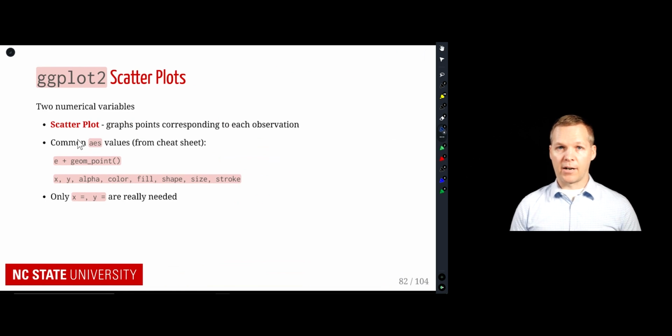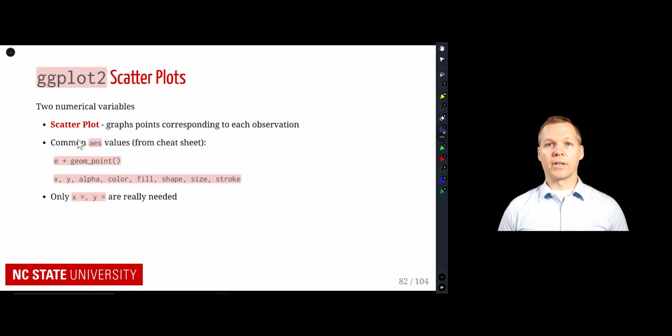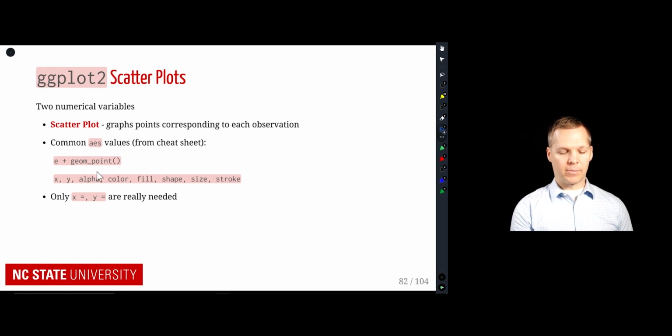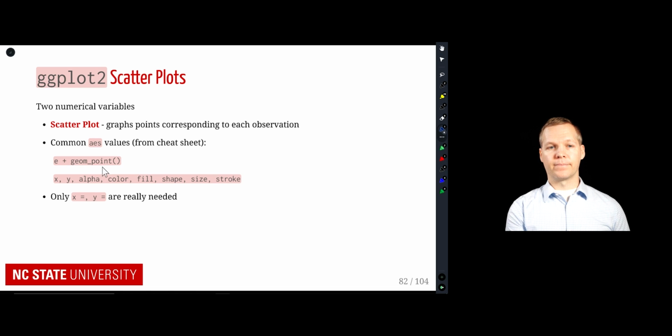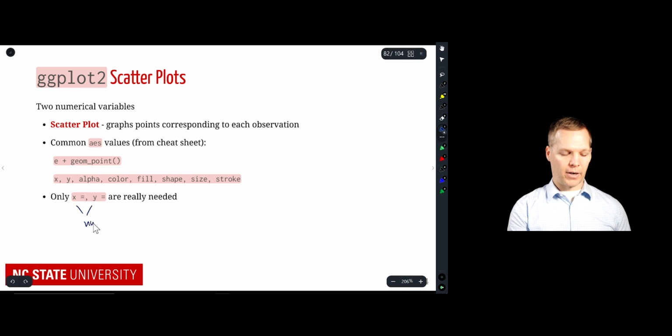All right, let's talk about scatter plots. Scatter plots are really, really useful for looking at the relationship between two numeric variables. And the way we get scatter plots is through geom point. The most common aesthetics are given here, and really the only ones we need are x and y, and both of these should be numeric variables.